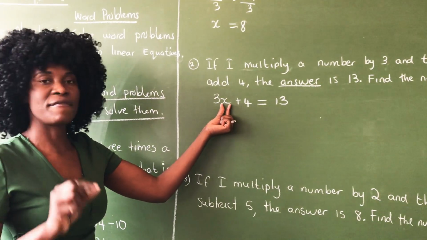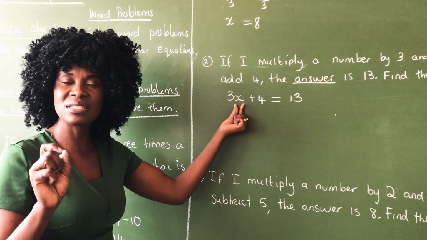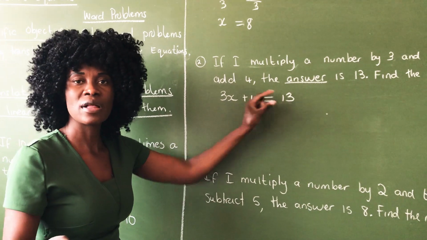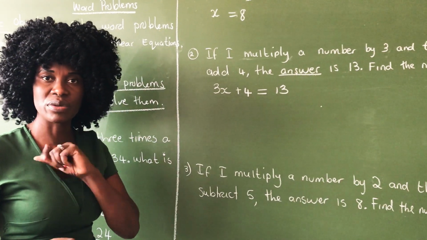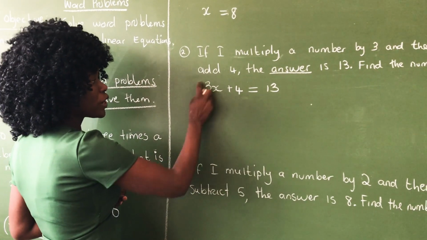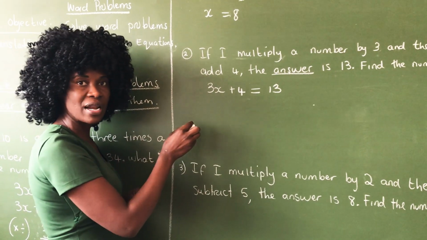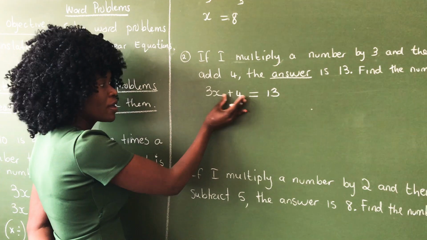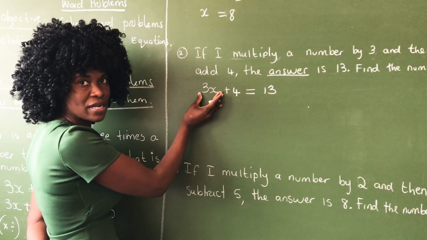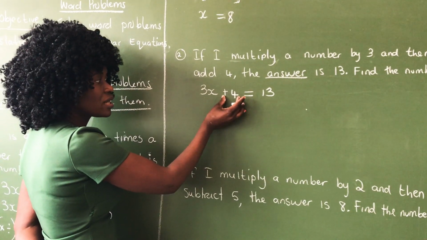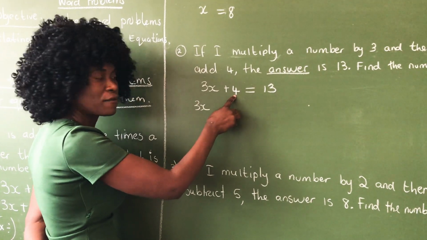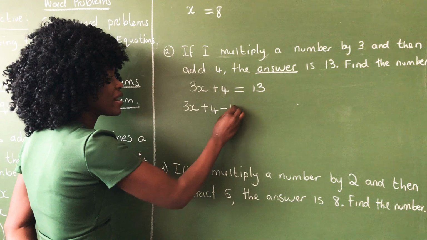So find the number. What does the value of x represent? What is this number that when we multiply it by 3 and then we add 4, the answer is 13? That's what we need to find out. At this point, I have 2 terms on the left hand side. So in order for me to get rid of the positive 4, because my focus is on variable x, I have to bring in the opposite of plus 4. In that case, it will be minus 4.